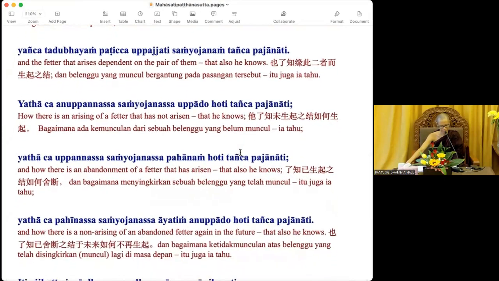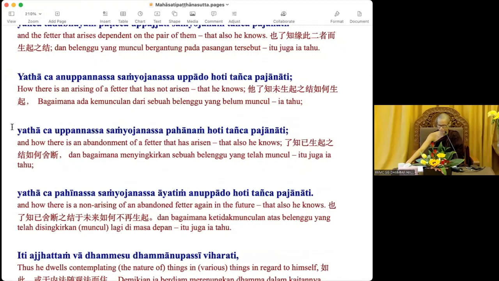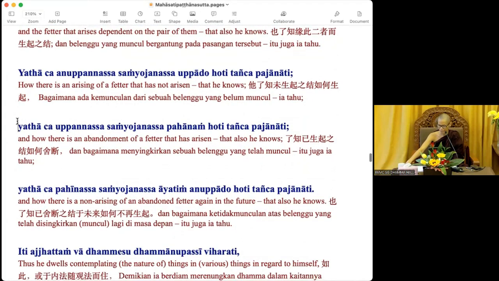Okay, next one. Yatha cha uppannassa Sanyojanassa pahanam hoti tancha pajanati. Yatha, the definition of yatha is yena karanena, because of some reason. Uppannassa Sanyojanassa pahanam hoti. It is the removing of Sanyojana which has arisen, or is arising. Tancha pajanati: knows that also. So, you may remove Sanyojana.